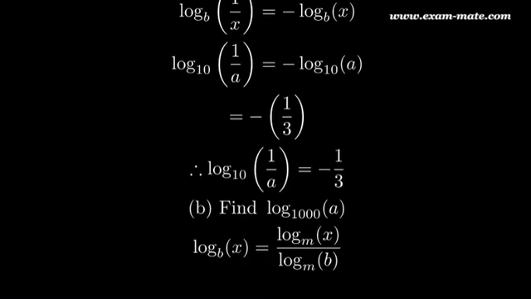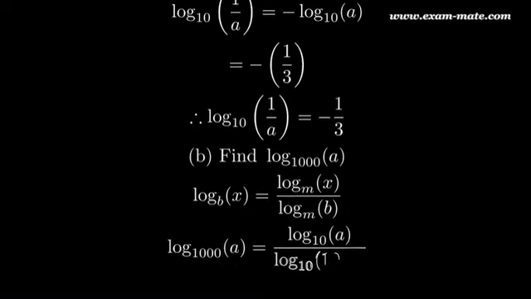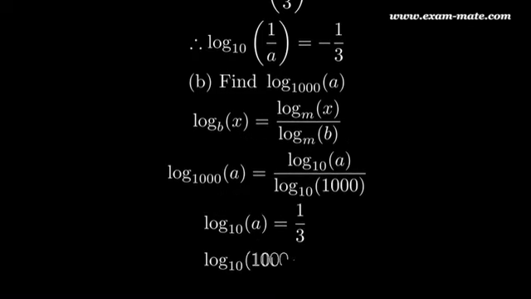So we'll have log base 1000 of a equals log base 10 of a divided by log base 10 of 1000. We know log base 10 of a is 1/3, and log base 10 of 1000 equals 3, since 1000 is 10 cubed. Now we can substitute these values. Log base 1000 of a equals 1/3 divided by 3. Simplifying this, we get 1/9.